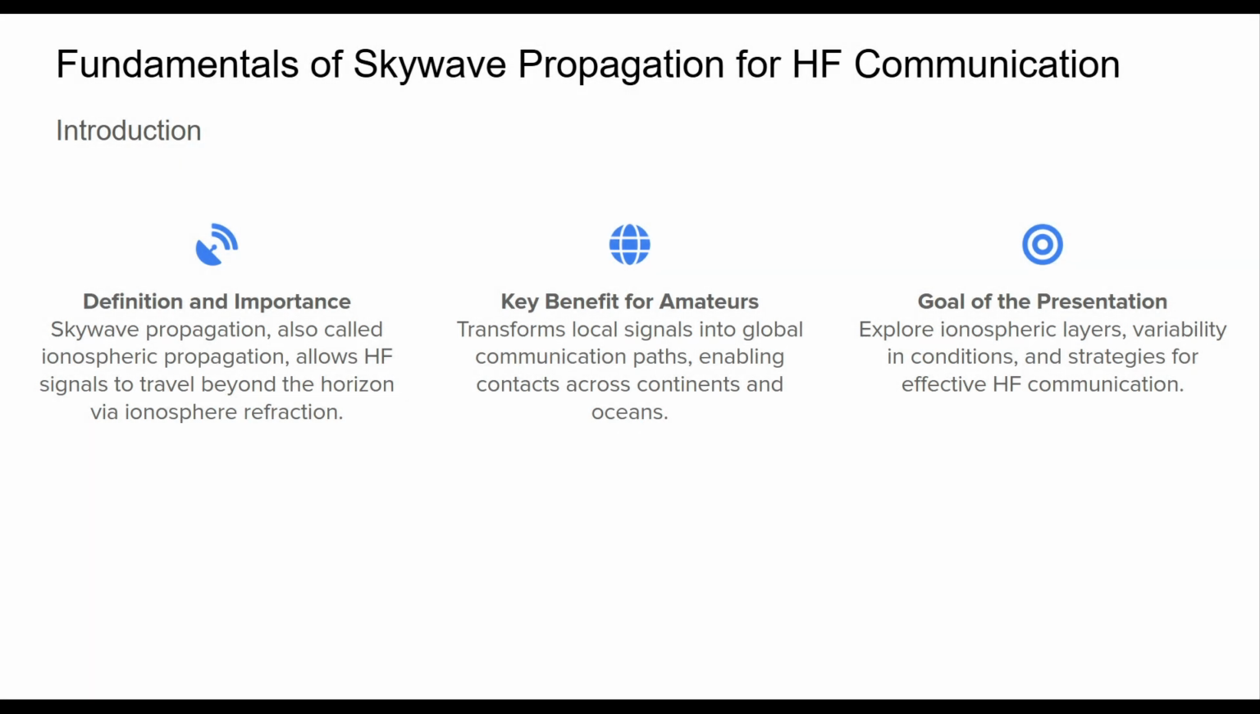Skywave propagation is a critical phenomenon for amateur radio operators, providing the ability to communicate over vast distances by utilizing the ionosphere. Without this, HF communication would be limited to local areas or ground wave paths. This discussion aims to expand on the basics of this phenomenon, dive into ionospheric layers, discuss how conditions vary, and provide strategies to optimize HF communication. By the end, you will have a robust understanding of this essential aspect of radio operation.